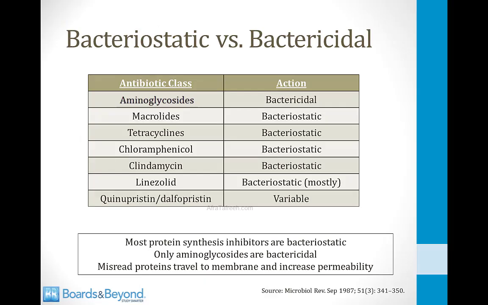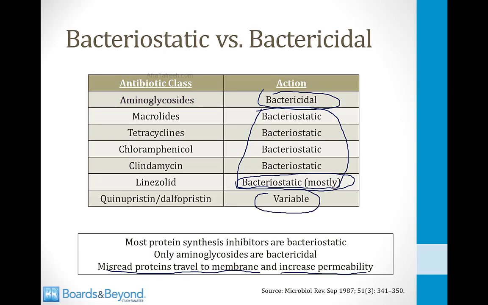Let me finish this module by discussing which antibiotics are bacteriostatic and which are bactericidal. Almost all of the protein synthesis inhibitors are bacteriostatic. That's because they stop protein synthesis, but they don't kill the cell. The one exception are the aminoglycosides. These cause misread proteins to travel to the membrane of the cell and increase permeability, and then the bacteria die. Linezolid is mostly bacteriostatic, although it's bactericidal for some bacteria. You don't need to know that. And Synercid has variable cidal versus static activity. But for the majority of the protein synthesis inhibitors, you can just remember that they're bacteriostatic because they block production of proteins. The one exception is the aminoglycosides. And that concludes our module on protein synthesis inhibitors.